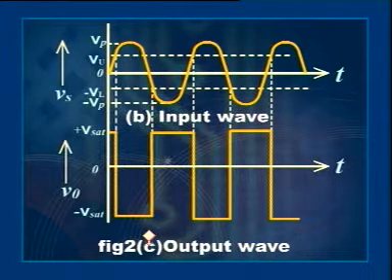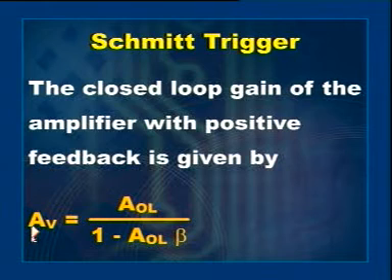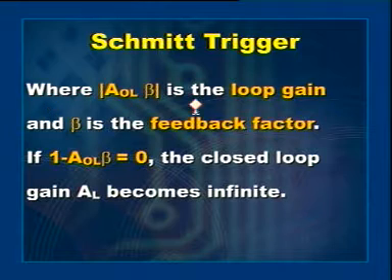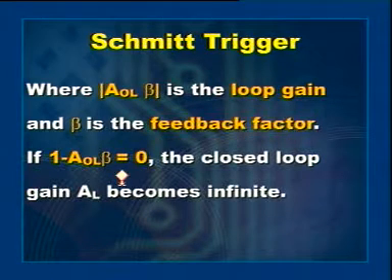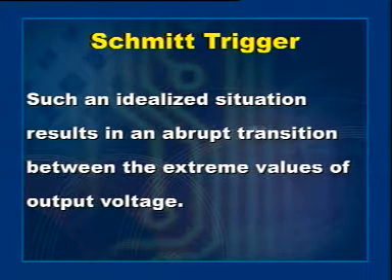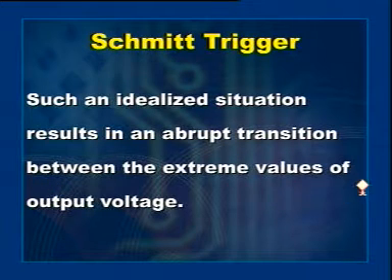In this Schmitt Trigger circuit, we come across the hysteresis action. Let us explain it. The closed loop gain of the amplifier with positive feedback is given by AV equal to AOL by 1 minus AOL beta, where mod AOL beta is the loop gain and beta is the feedback factor. If the loop gain mod AOL beta is adjusted such that 1 minus AOL beta equals 0, the closed loop gain becomes infinite. Such an idealized saturation results in an abrupt transition, that is, zero rise time, between the extreme values of the output voltage.